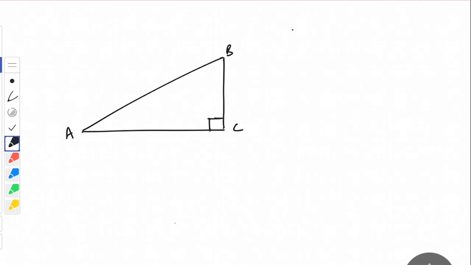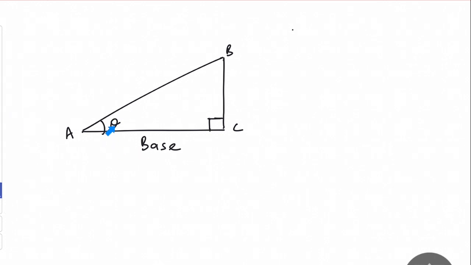So this side we will call base. If this angle is theta, the side which is touching this theta, the side which is touching the angle, but is also part of the two perpendicular arms, the perpendicular arm which is touching the theta, we will call it base. And the one side which is opposite theta, we call it perpendicular.